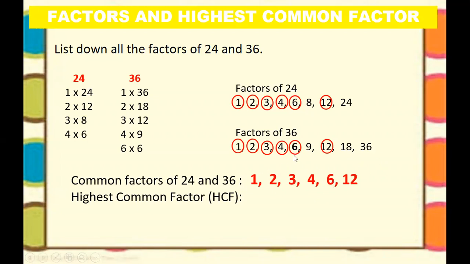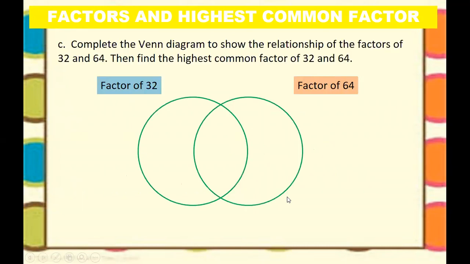Now, from the common factors of 24 and 36, you have to check which one is the highest common factor, or we call it HCF. If you could see here, they have 1, 2, 3, 4, 6, and 12. Which one is the highest common? It is 12. Therefore, the HCF, or highest common factor, of 24 and 36 is 12. Remember, we have only one highest common factor because only one is the highest among the common factors. Do you understand? Do you have any questions? Later we are going to check again.